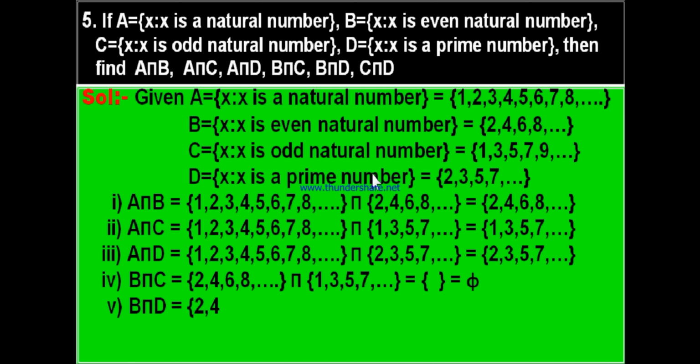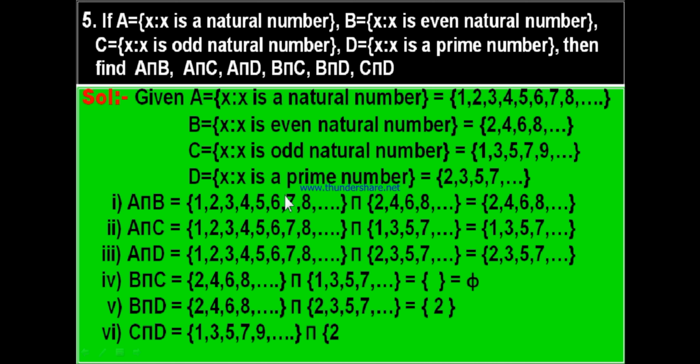And next bit, B intersection D. Set B, 2, 4, 6, 8 and so on, intersection set D, which means 2, 3, 5, 7 and so on. Now if you observe both the sets, then only 2 is the common element. Therefore B intersection D is equal to the set 2.